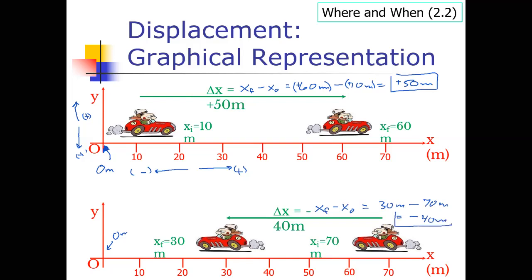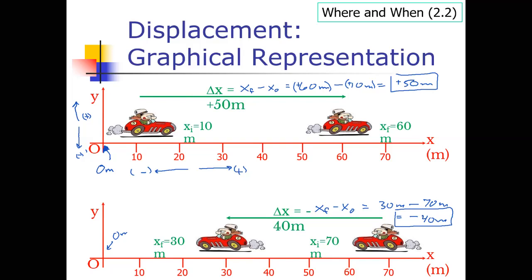From the calculation itself, we see that the displacement of the object, the race car driver, is 40 meters, and he will undergo displacement towards the left, towards the negative side, as opposed to the top example here, where he was moving towards the right. Here we know he's moving towards the left because of that negative sign.